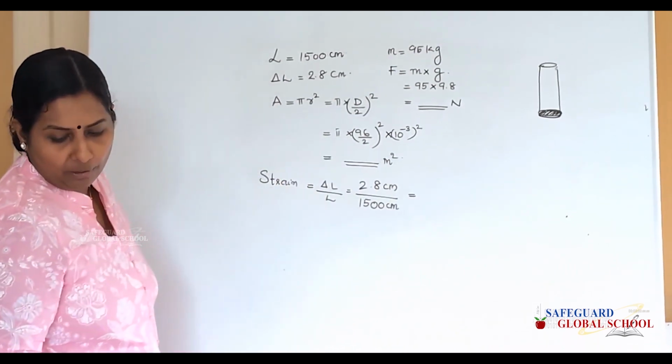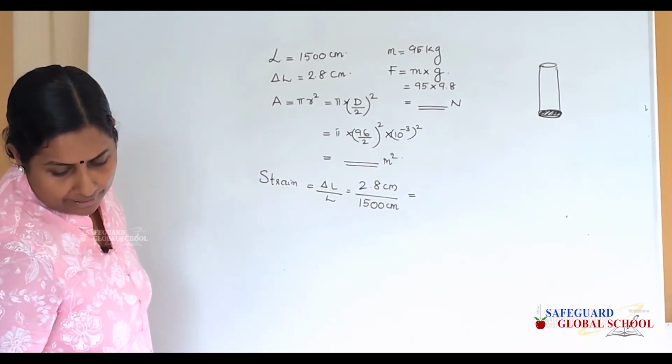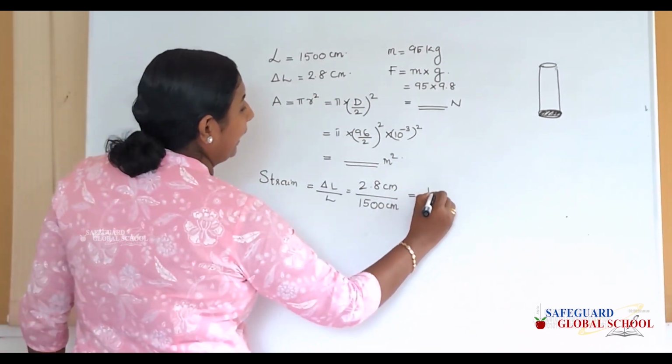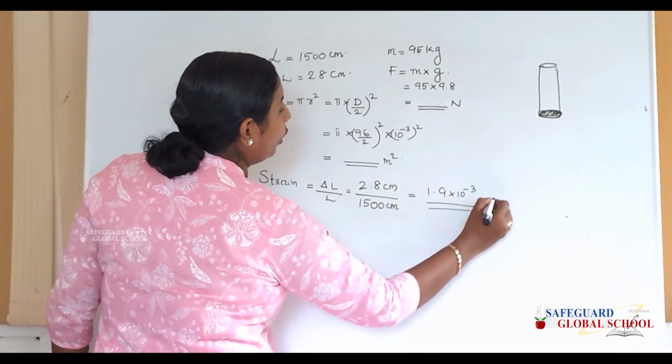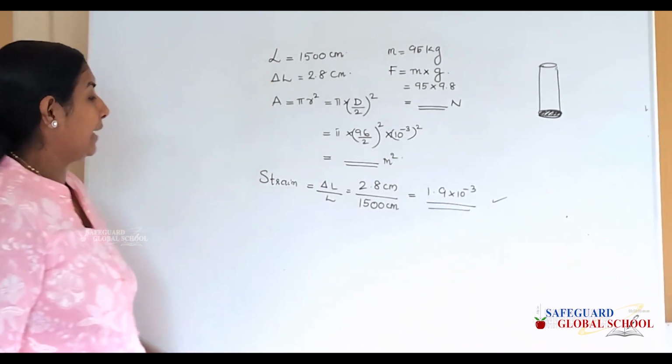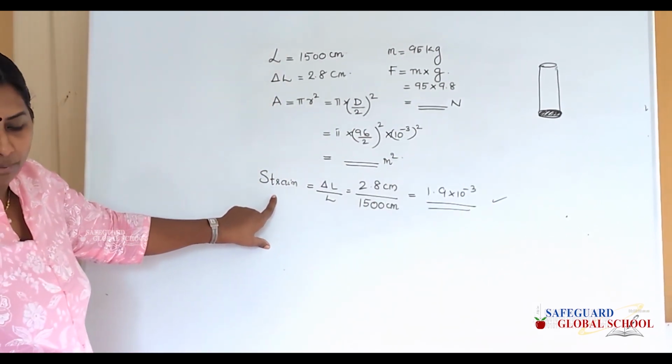So when you calculate it, what will you get as the answer? You get the answer as 1.9 into 10 raised to minus 3. And you know that there is no unit here, since we have calculated the strain.